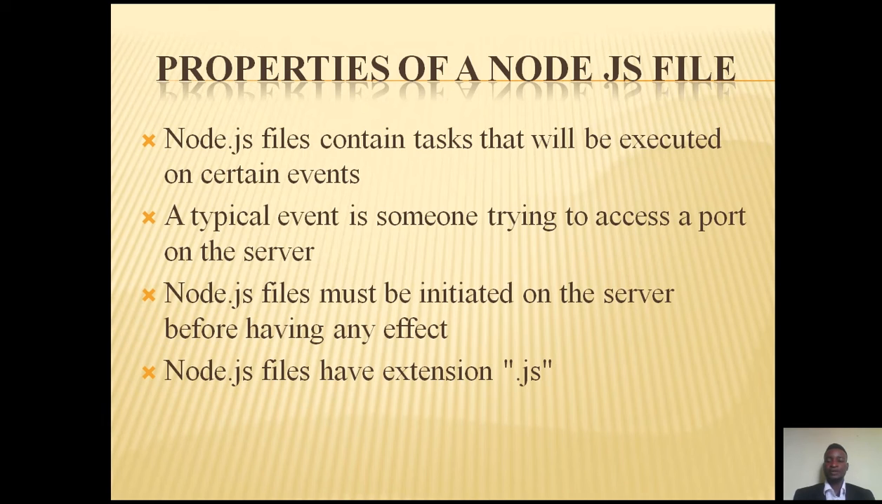So with this, we have come to the end of an introduction to Node.js, and we have seen that Node.js is asynchronous. It is non-blocking as compared to languages like PHP and ASP. Being non-blocking therefore saves us the waiting time which would have been spent waiting for a request to first be responded to. Node.js runs on a single thread. Node.js is good for scalable applications that involve high input and output. Node.js is good for distributed systems. Node.js files must be initiated on the server before having any effect, and Node.js files have the extension .js.